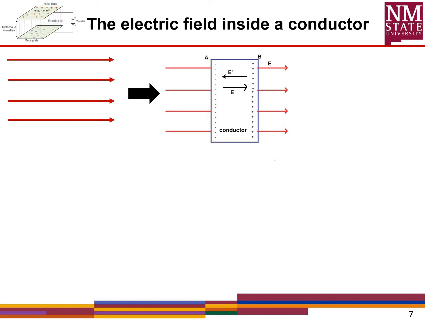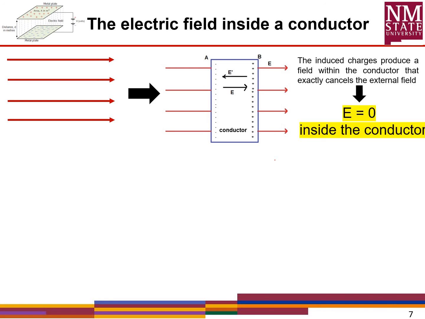Here you can see the electric field due to this polarized charge. It's going from positive to negative. And here is the original electric field, which is this one, and these two will cancel. Therefore, the electric field inside this conductor is equal to 0. That's why the electric field is equal to 0 inside the conductor, because these two fields cancel.